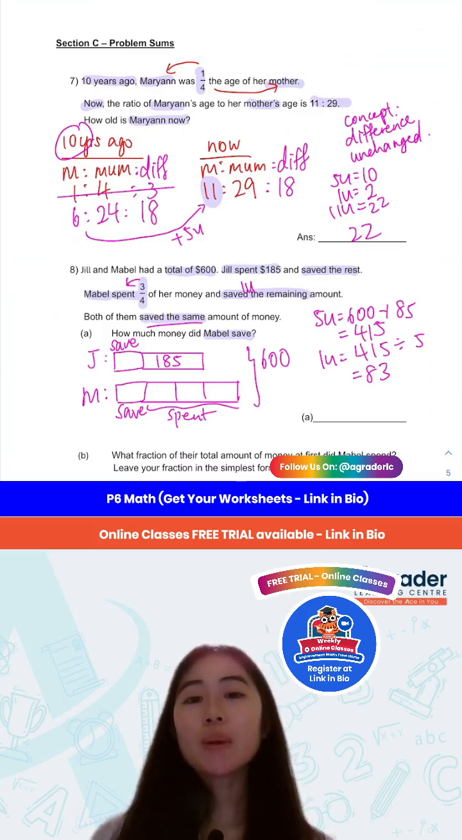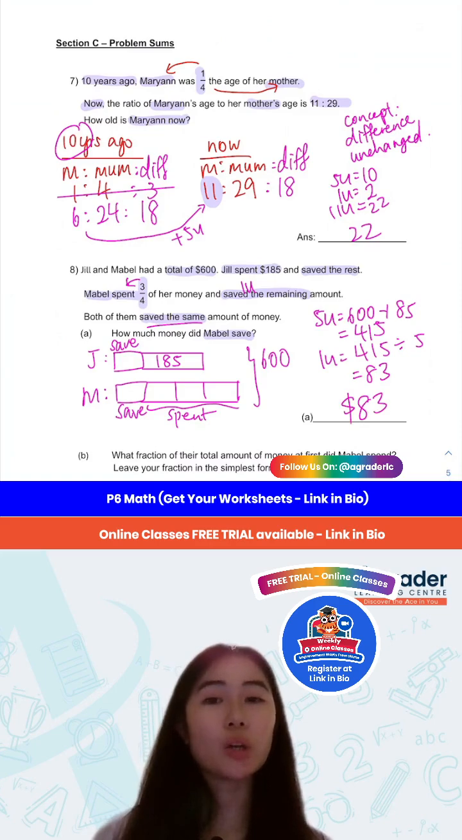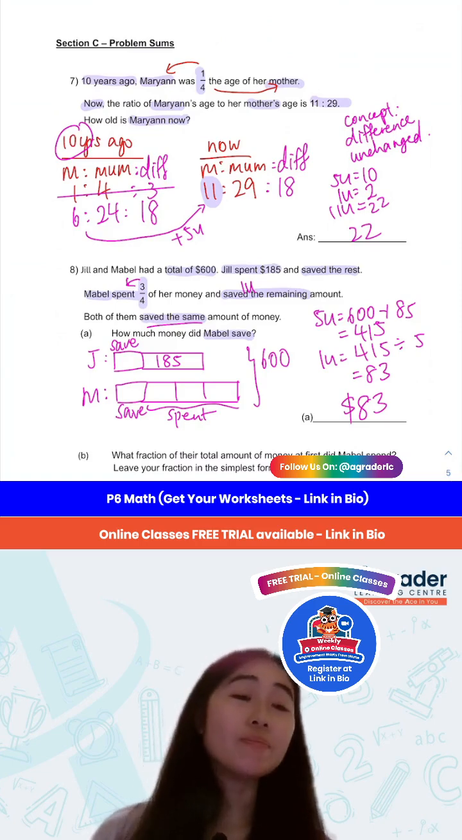So that's the amount of money that Mabel saved, right? Mabel saved 1 unit. So 1 unit is the answer. Then you can put a dollar sign here, $83. I think most of you got it correct, although some of you got 84. I'm not sure whether it's a typo or maybe you just calculated wrongly.